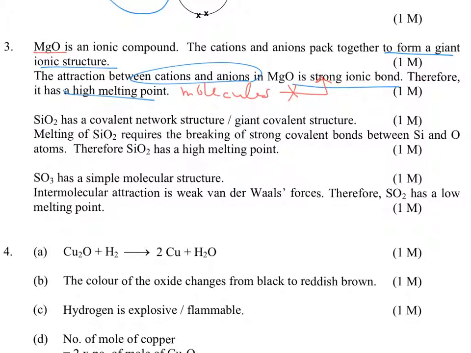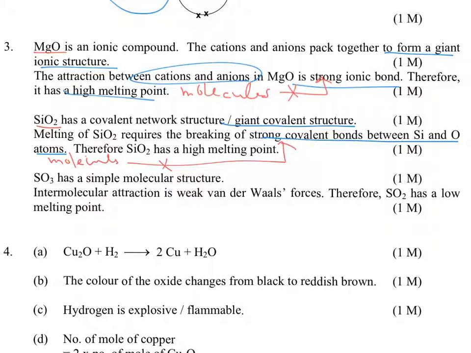And for the second part, how about silicon dioxide? It has a giant covalent structure, in terms of structure. Why? Because they have strong bonding between silicon and oxygen atoms. And I find that some of you still write molecules, saying strong covalent bond between silicon and oxygen molecules. This must be wrong. In order to have covalent bond, we should have sharing of electrons between atoms only.